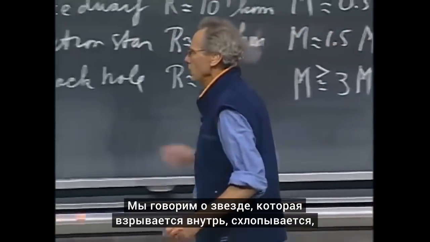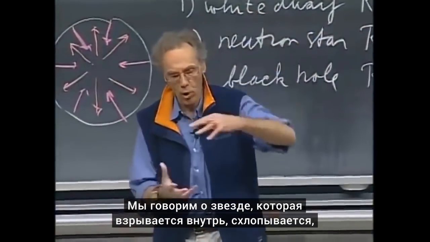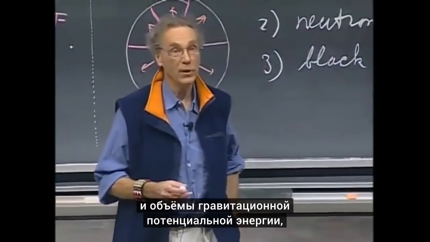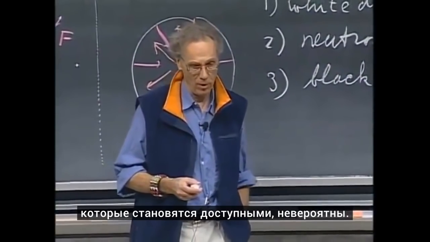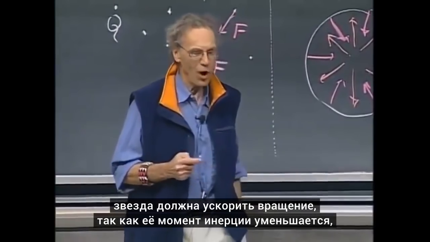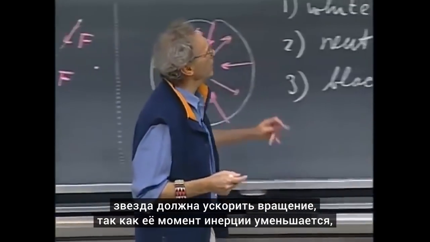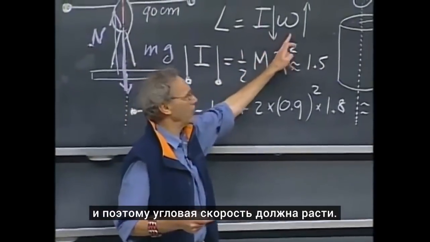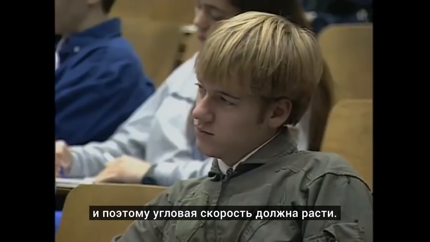Here we're talking about a star which is imploding, collapsing, and the amounts of gravitational potential energy that become available are enormous. In addition to this huge amount of energy release, the star must spin up because its moment of inertia goes down, and therefore the angular velocity must go up.